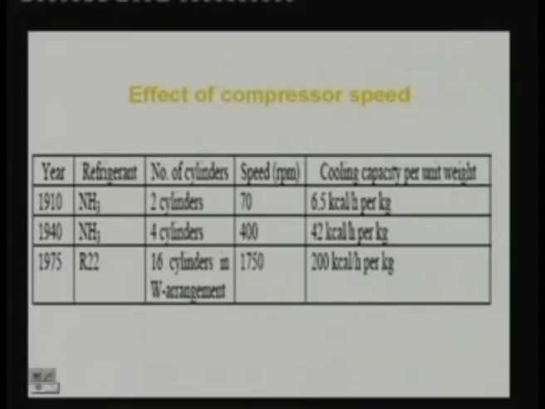Whereas in 1975 a typical R22 compressor with 16 cylinders and a speed of 1750 rpm was giving a cooling capacity of 200 kilocalorie per hour per kg. So you can see that there is a two order of magnitude improvement in the cooling capacity with the increase in speed. If you want to make a compressor compact, one has to go for higher speeds, and all this has become possible due to the use of electrical motors and multi-cylinder arrangement.